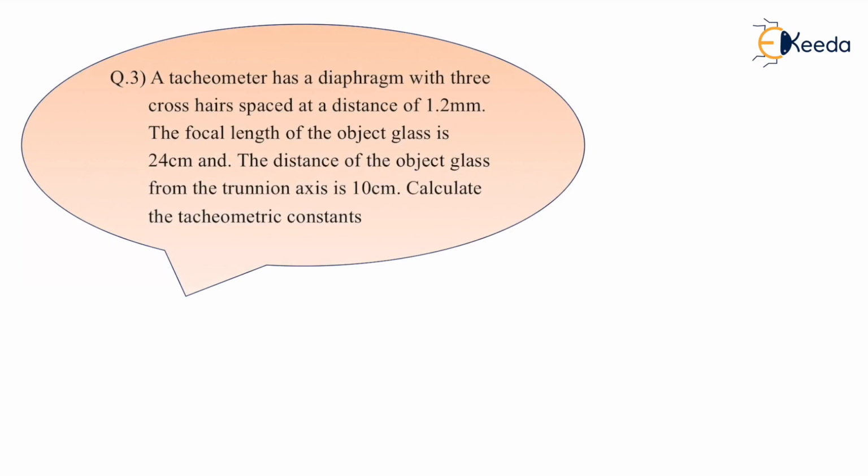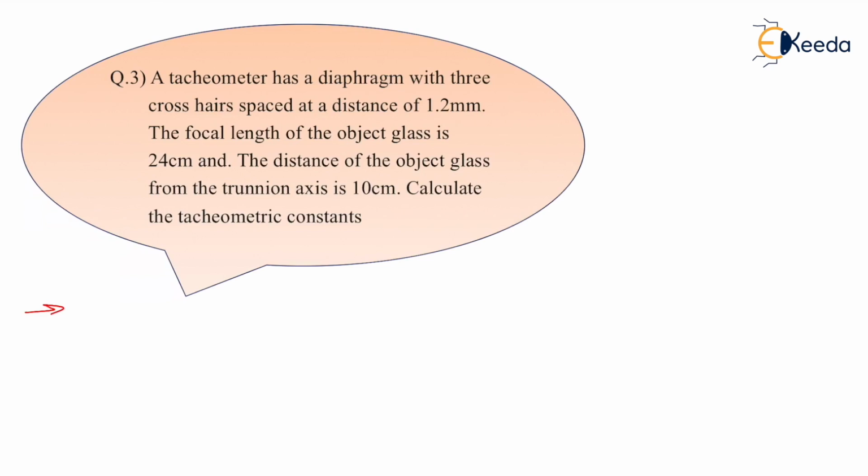A tacheometer has a diaphragm with 3 crosshairs spaced at a distance of 1.2 mm. The focal length of the object glass is 24 cm and the distance of the object glass from the vertical axis is 10 cm, and we have to calculate the tacheometric constants. As we know, there are two constants, that is f upon i and f plus c or f plus d, that is the multiplying constant and the additive constant.